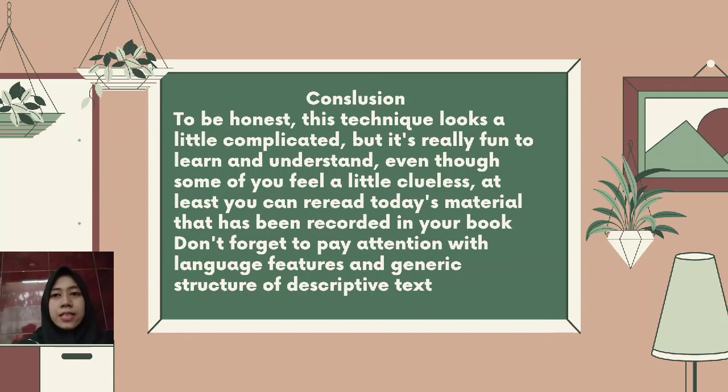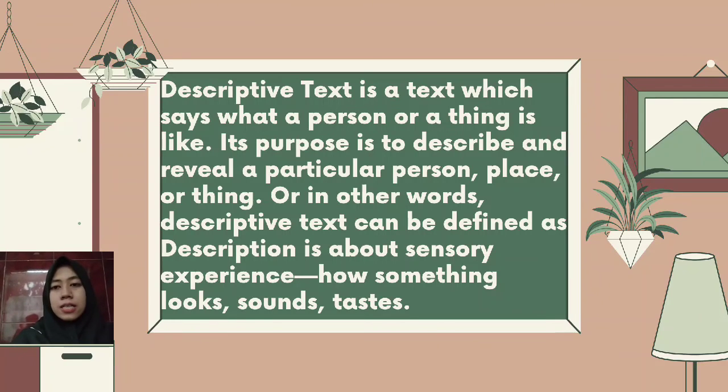While studying descriptive text using the two techniques, is there any difference that you feel? To be honest, this technique looks a little complicated, but it's really fun to learn and understand, even though some of you feel a little clueless. At least you can reread today's material that has been recorded in your book. Don't forget to pay attention to language features and generic structure of descriptive text. I will tell again about what is descriptive text. Descriptive text is a text that explains what a person or an object is like, whether its form, its properties, its amount, and others.